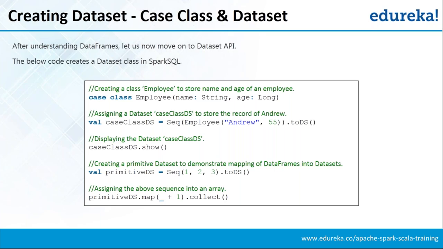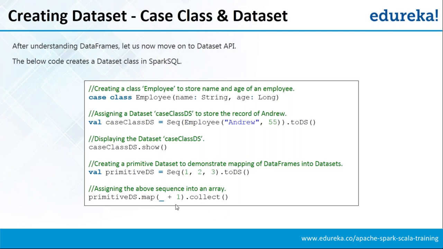It provides an encoder mechanism, using which, let's say you are reading the data back, deserializing, and you are not doing that step, it is going to be faster. So performance-wise, data set is better. That's the reason it was introduced later. Nowadays, people are moving from data frame to data set.